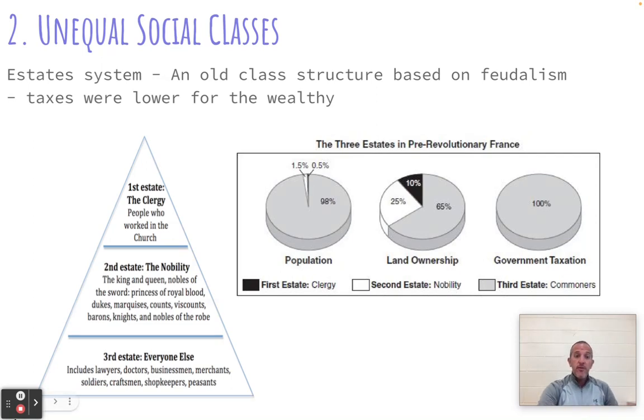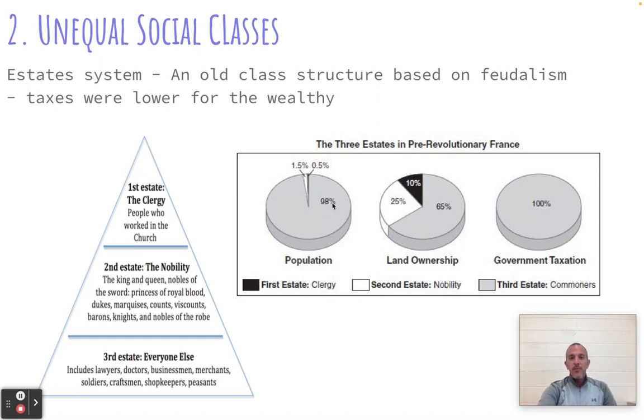This estate right here is everybody: peasants and farmers, which are the majority of people in France, like 75, 80%, and also lawyers, doctors, teachers, business people, and so on. Here's the deal with this. The third estate makes up 98% of the population. The clergy is about 0.5%. The nobility is 1.5%. Why am I telling you all these numbers and why should you even care?